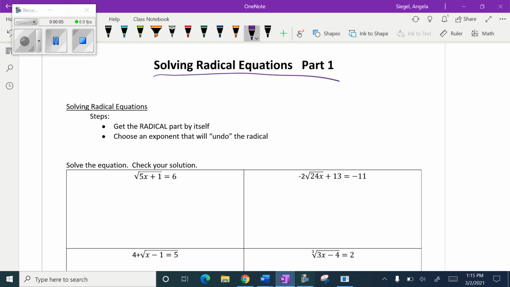This is solving radical equations, and we have solved equations through all of Algebra 2B. So this is nothing new, it's just a new thing that we're applying to solving equations. We kind of talked about this back in lesson 1. We're really going to get the radical by itself before we can do anything.